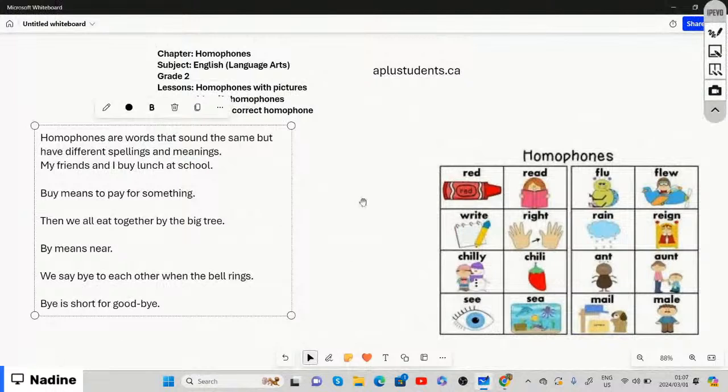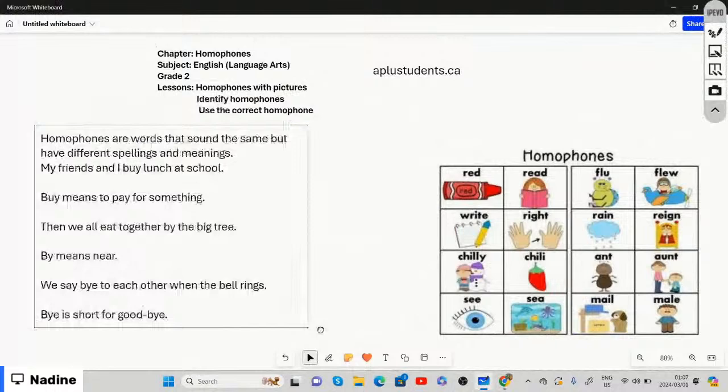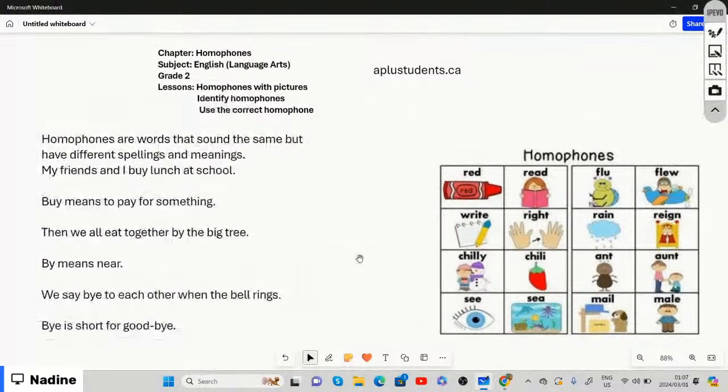All right, so homophones are words that sound the same but have different spellings as well as meanings. So homophones are words with different spelling. They basically sound the same. It's words that we say that sound the same, but the spelling as well as the meanings are different.